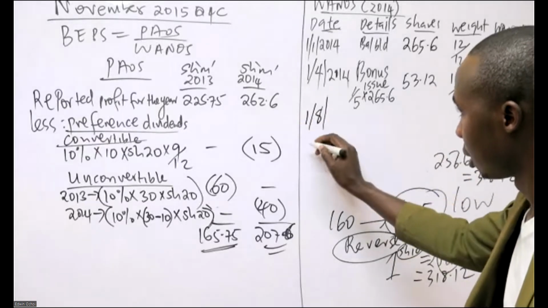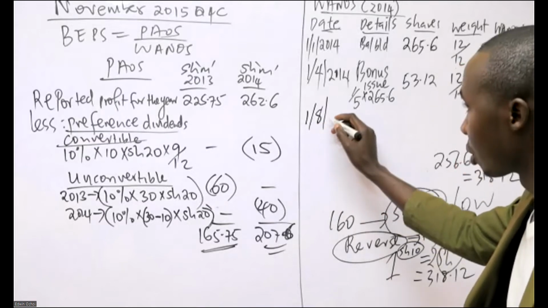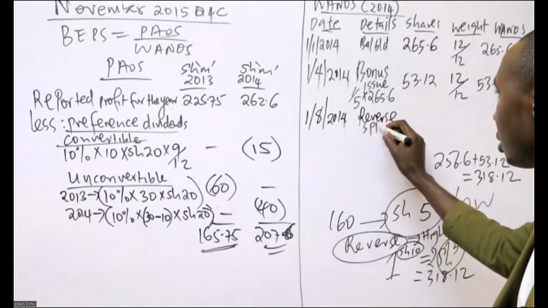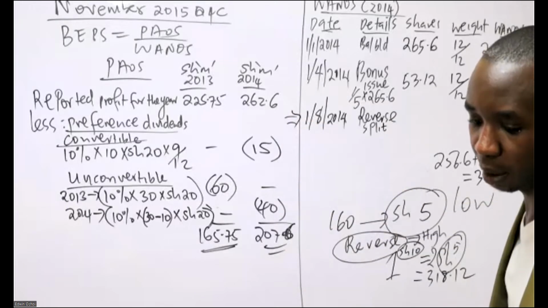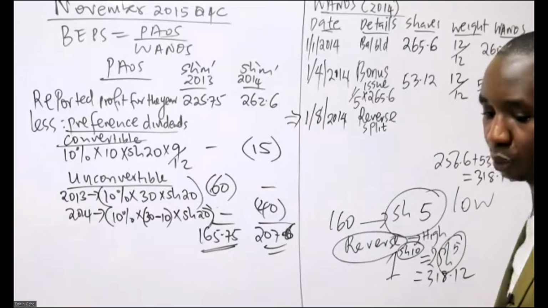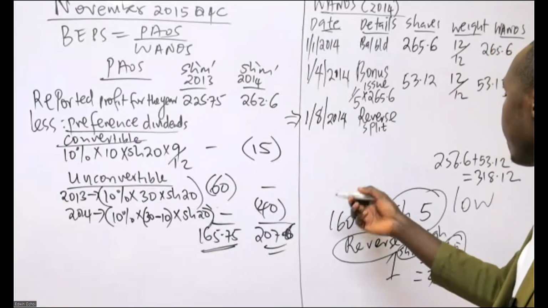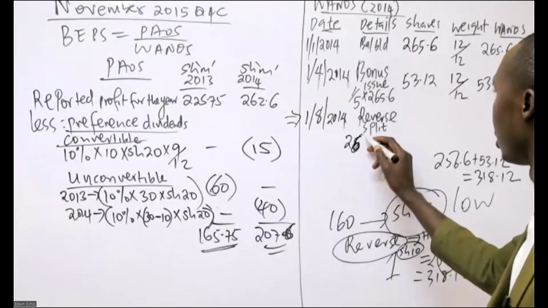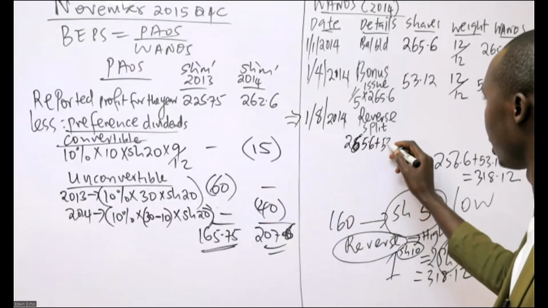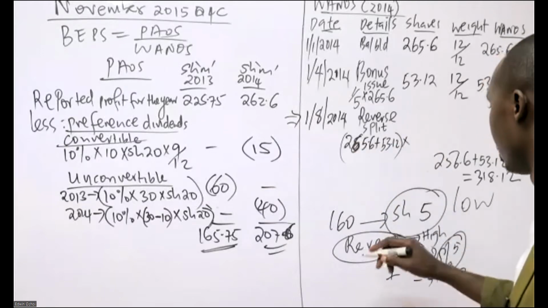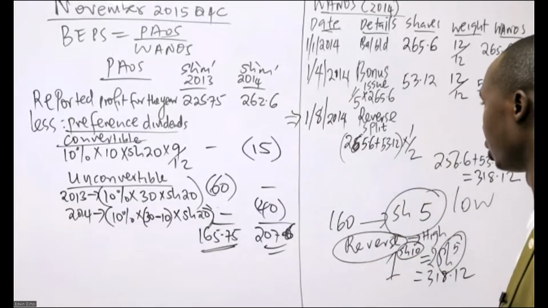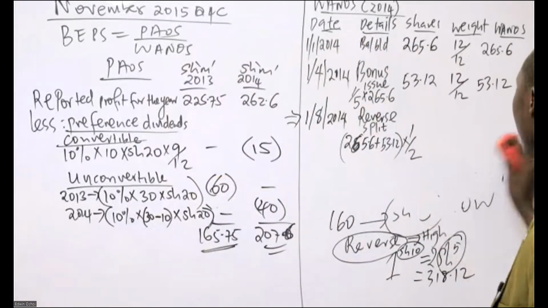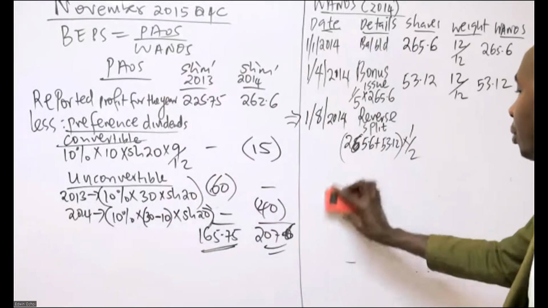August 2014. So reverse split. So this date again is very important. You remember last time I was saying the share split date is very important. So it's the same way. I could have said 265.6 plus 53.12. Remember that it's just multiplied by a half. What you need to know is the proportion for reverse is a half. The proportion for share split is 2/1.